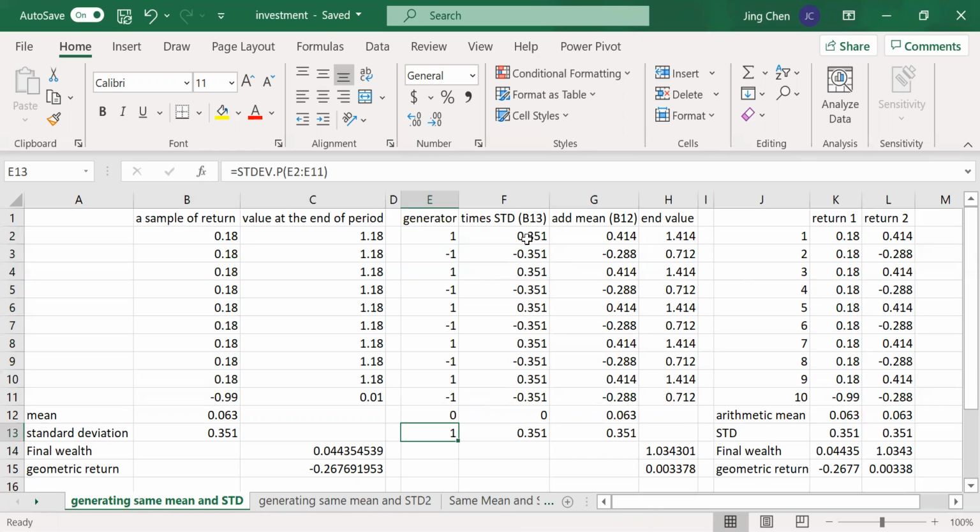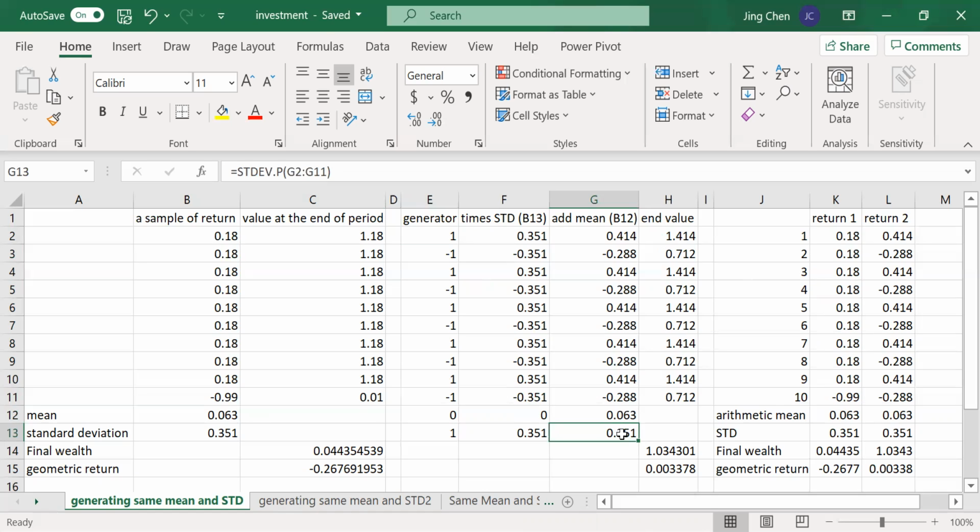So first we multiply by the standard deviation, okay? Here is 0.351 to every number. So now the standard deviation is 0.351. The mean is still 0. And to make the mean the same, we add this mean to this series. Now the mean is the same, 0.6%, and the standard deviation is the same as the first sample.